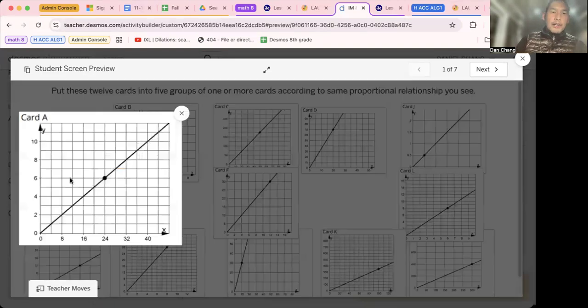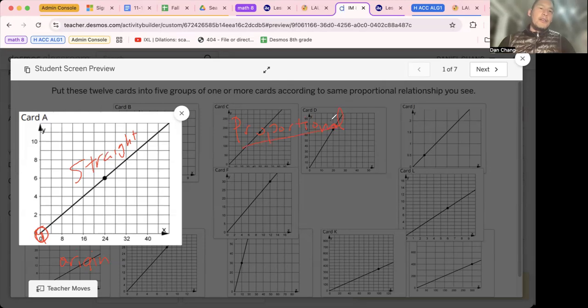Now, here is card A. It is a straight line. When you see a straight line, a graph that is going through right here, the origin, that's 0, 0, and the line is straight and it's going through the origin, you have a proportional relationship.